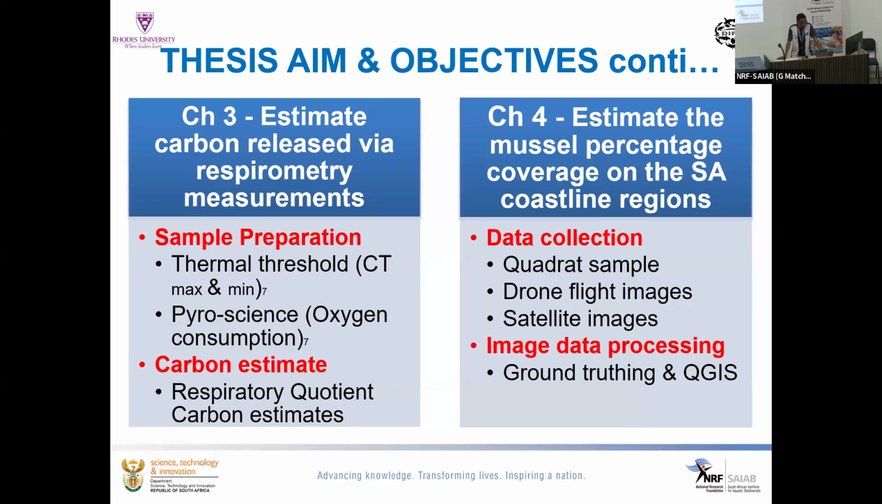The last aspect of the project will be to estimate the mussel percentage cover on the South African coastal region. This will involve the usage of drone images, satellite images, as well as quadrat sampling. Once we have all these images, we'll be able to estimate the abundance of both mussels, and this will enable us to quantify the amount of carbon captured in mussel beds.